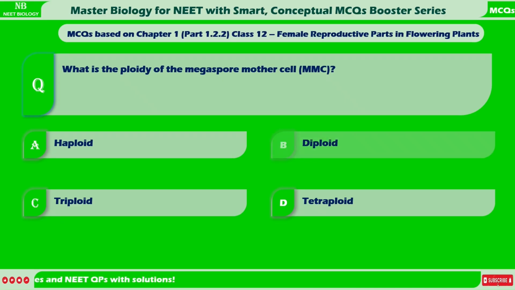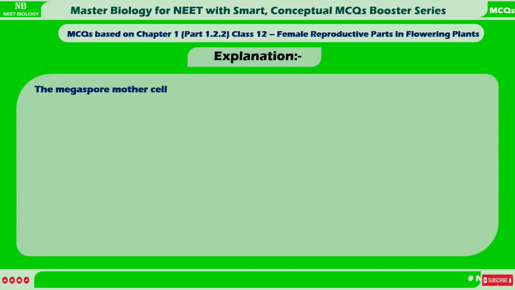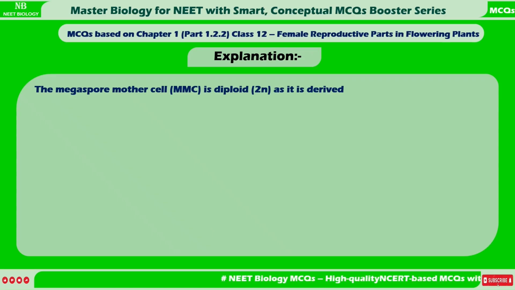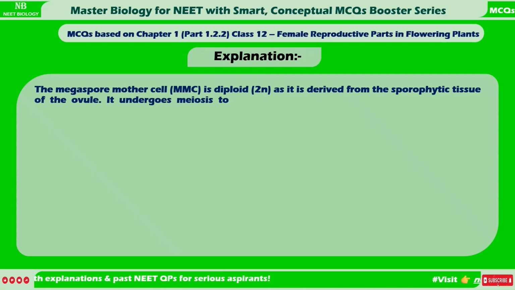Correct answer is B. Diploid. Explanation: the megaspore mother cell, MMC, is diploid, 2n, as it is derived from the sporophytic tissue of the ovule. It undergoes meiosis to produce 4 haploid megaspores.